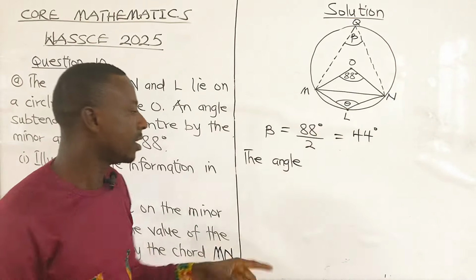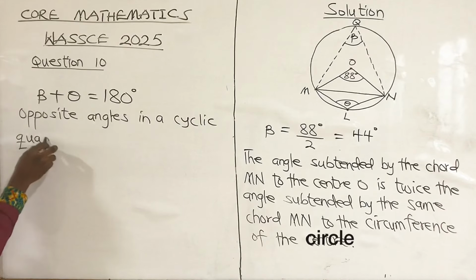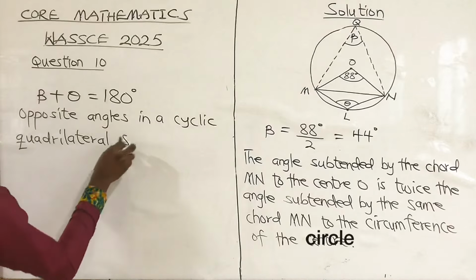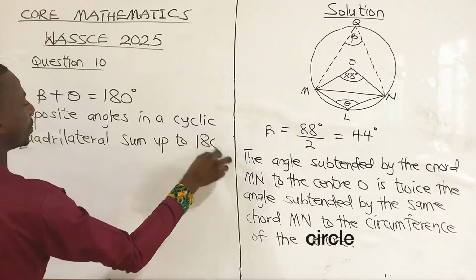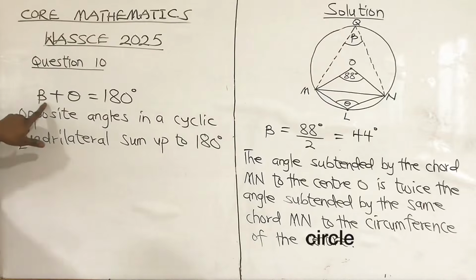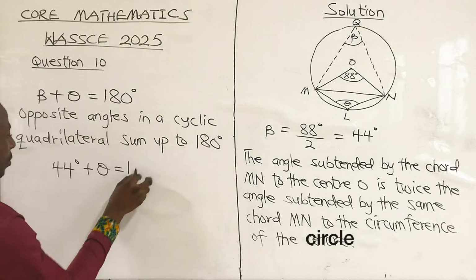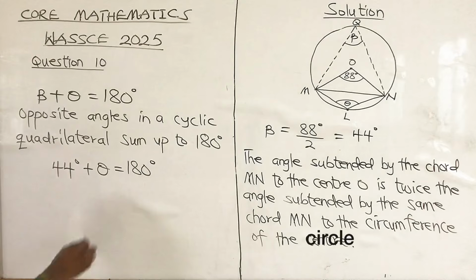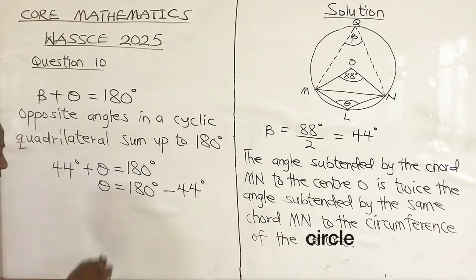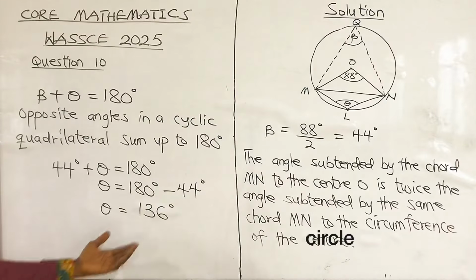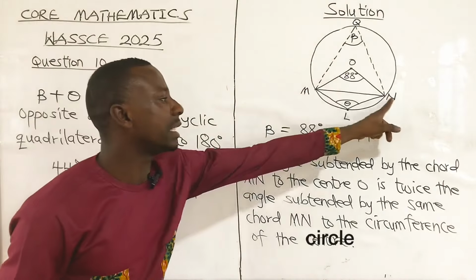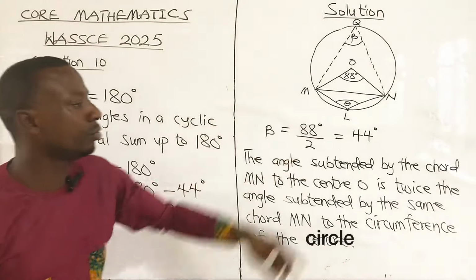Opposite angles in a cyclic quadrilateral sum up to 180 degrees. Since we have the value of beta, then we are going to make substitution. So we have 44 degrees plus theta is equal to 180 degrees. So now I have theta to be equal to 180 degrees minus 44 degrees. Then I am getting theta to be 136 degrees. And this will be the angle subtended by the chord MN to L.